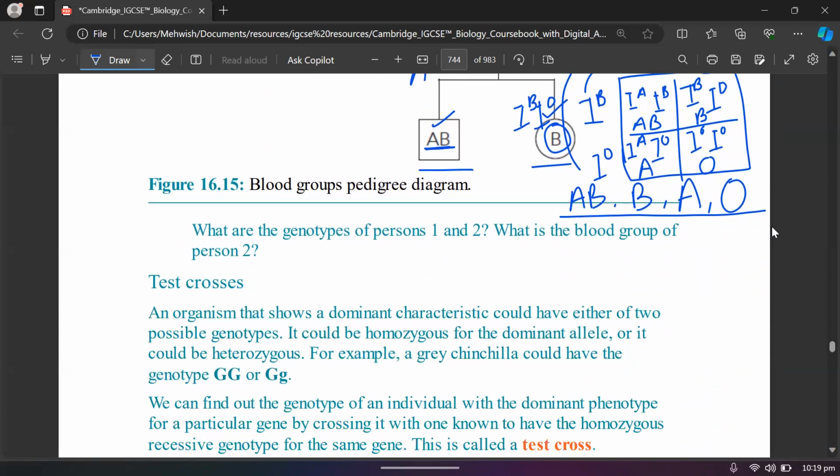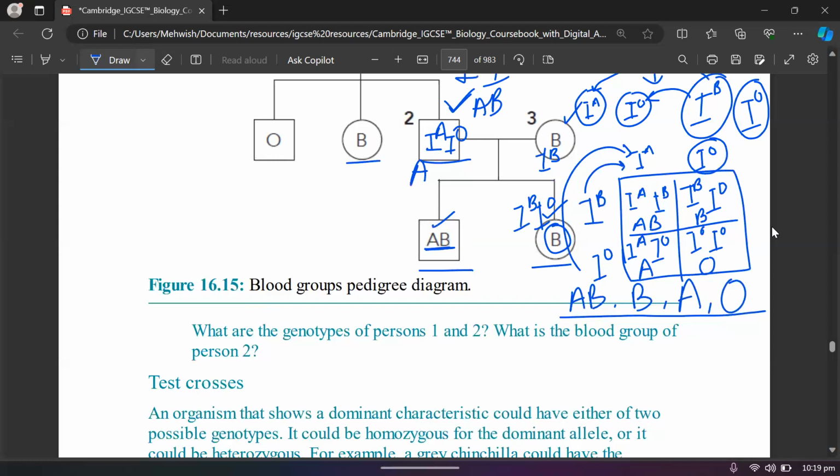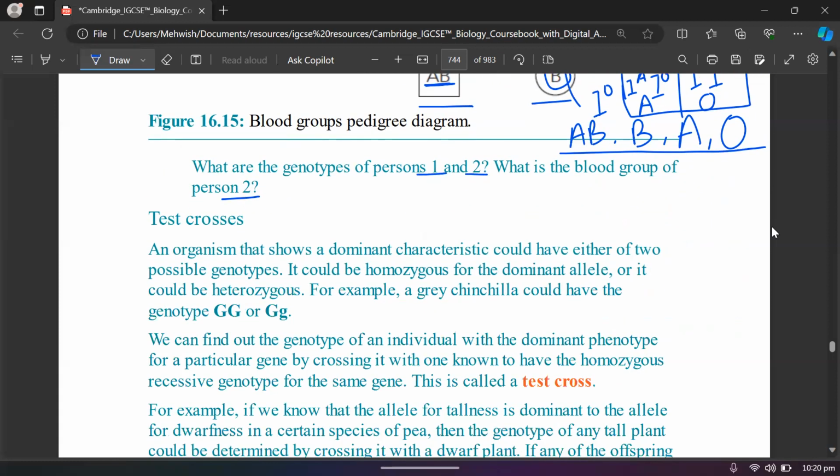Here they have not mentioned the marks, so I can't say. But for me, it can be 3 marks, where I just need to write the genotype of person one, 1 mark. The genotype of person two, 1 mark. And the blood group of person two, 1 mark, because they have not given me any clue that I have to make genetic diagrams and get marks for that as well. Sometimes the question mentions to prove it with the help of a genetic diagram, and then the marks can be different.